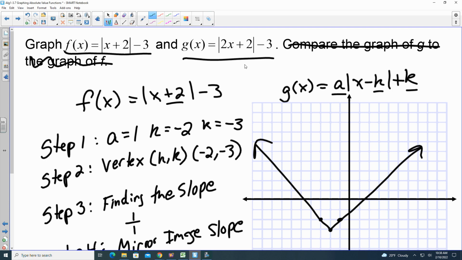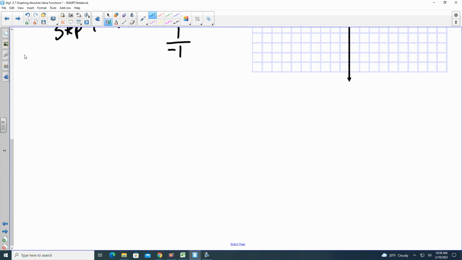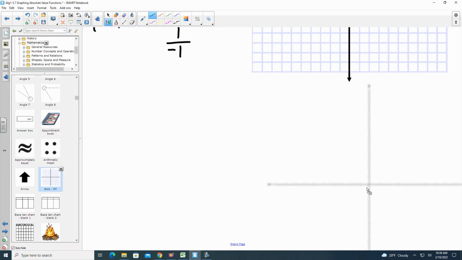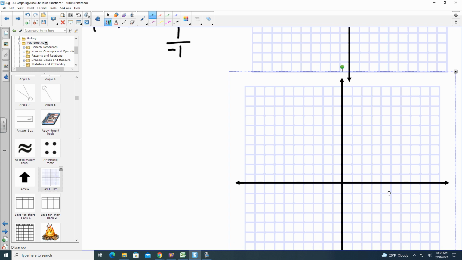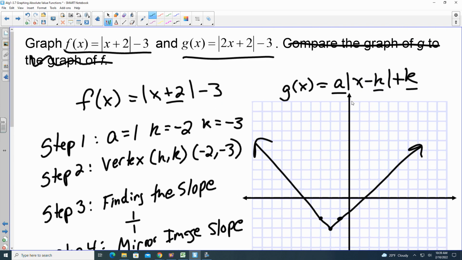All right, so now let's take a look at the second example here. So we have g of x is equal to the absolute value of 2x plus 2, minus 3. Okay, here is what is different from this example to standard form.